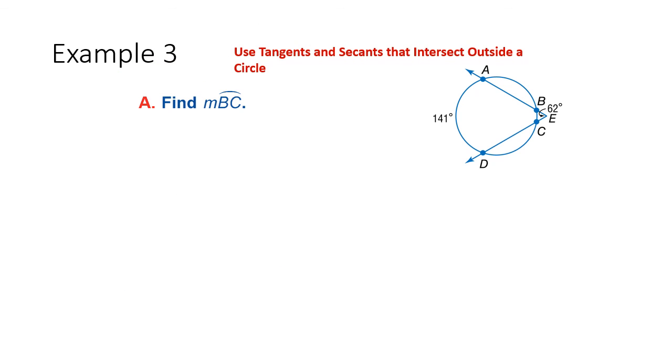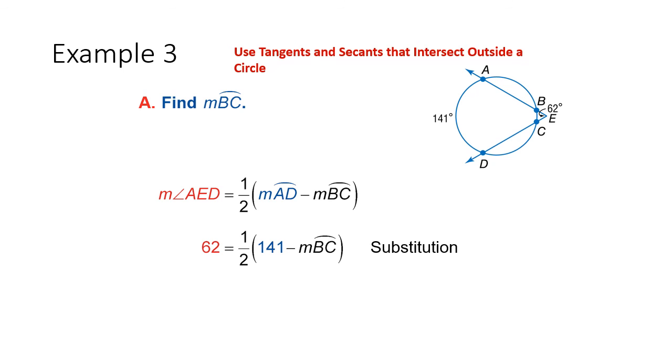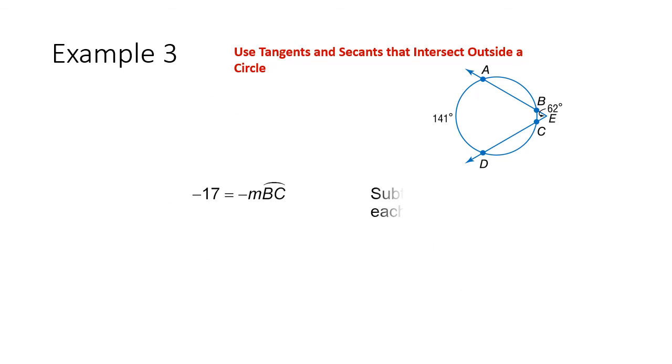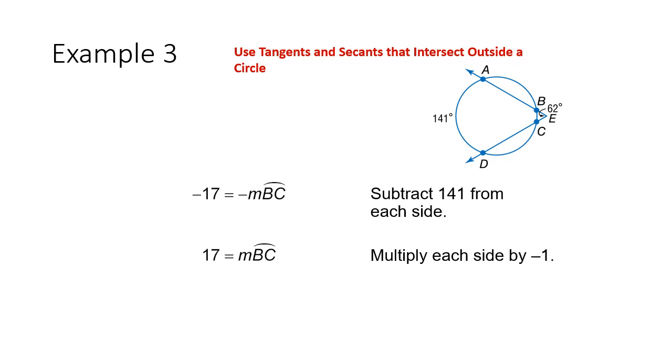Use the tangent here. We want to find the measure of arc BC. By putting our relation and using substitution, we get the answer by multiplying by 2 to get rid of the 2. So the measure of arc BC will be 17.